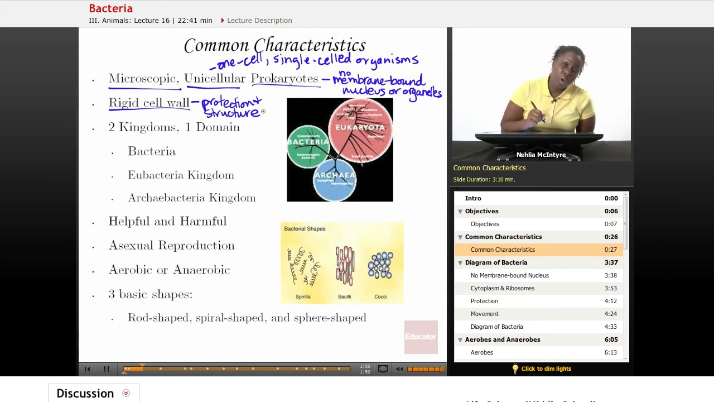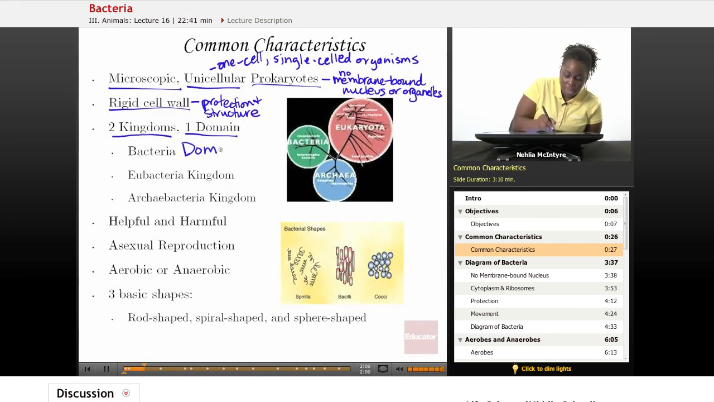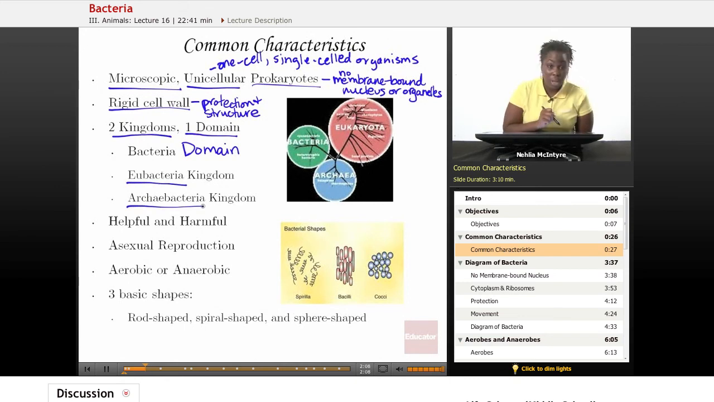Bacteria belong to one of two kingdoms, and they all belong to one domain. They belong to the bacteria domain, and they fall in either the eubacteria kingdom or the archaebacteria kingdom, which we'll talk about both in this lesson today. Bacteria can also be either harmful or helpful when it comes to healthy ecology, and when it comes to whether or not they give disease to other organisms such as humans.